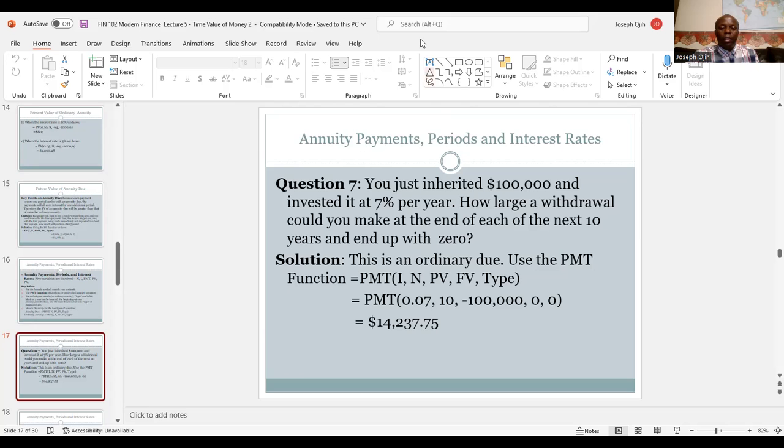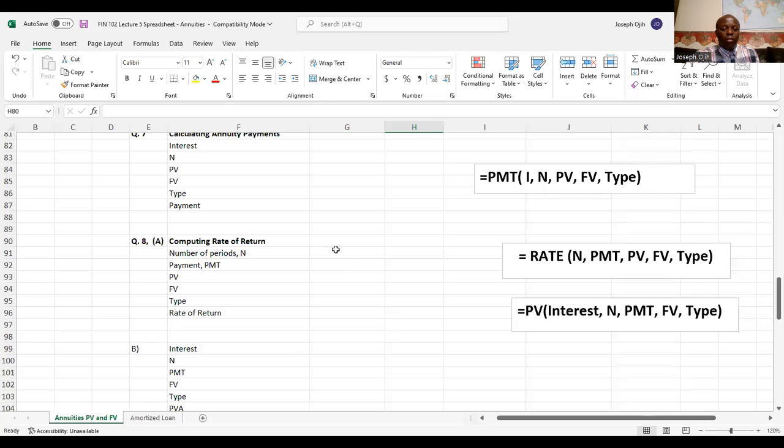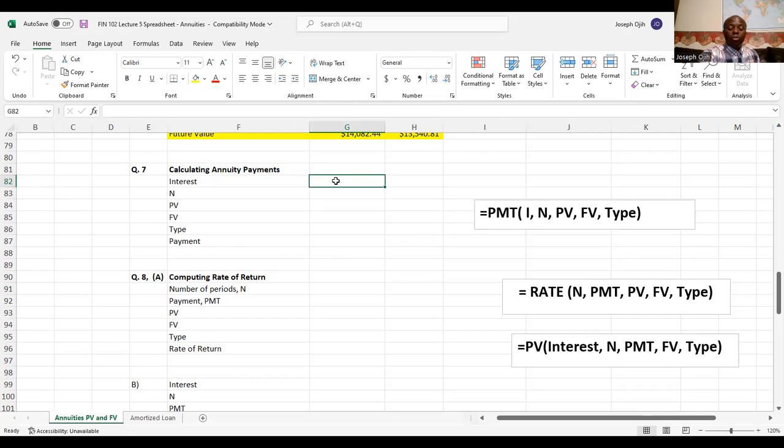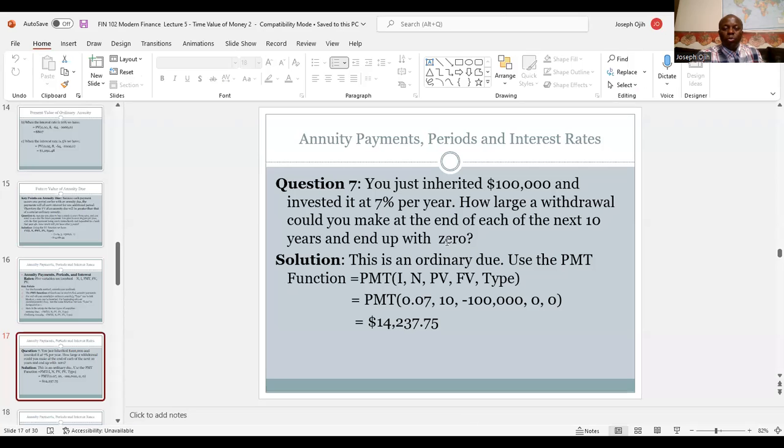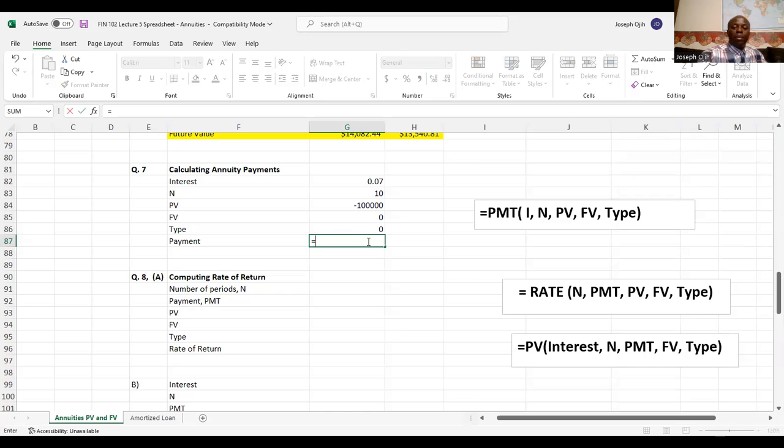So how to get the payments? Again, I think I have it right here. Interest is 7%, 0.07. 10 years for number of periods. Present value is how much amount invested. That's 100,000, money that left your pocket. No future value. Type is 0. So how much will you receive every year? Because the question was, how large a withdrawal could you make at the end of each of the next 10 years to end up with 0? So how much will you be paying yourself for the next 10 years, given the interest rate you have? You have payments. You can see the formula here, PMT.